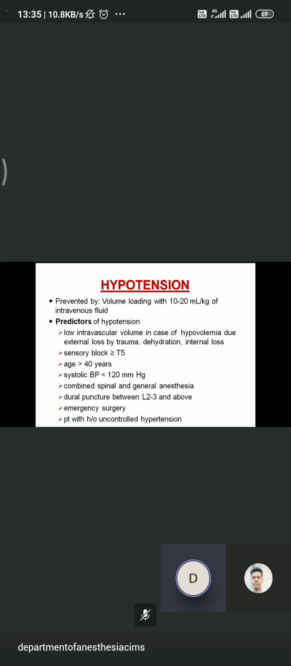Treatment of hypotension is very important in spinal anesthesia. How is it treated? It is treated by giving 100% oxygen and elevation of the legs, head down. The patient's head is down. Fluid resuscitation is done with Ringer's lactate, and second is by colloid.